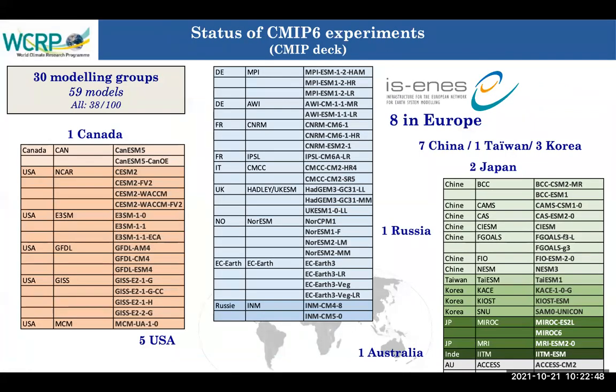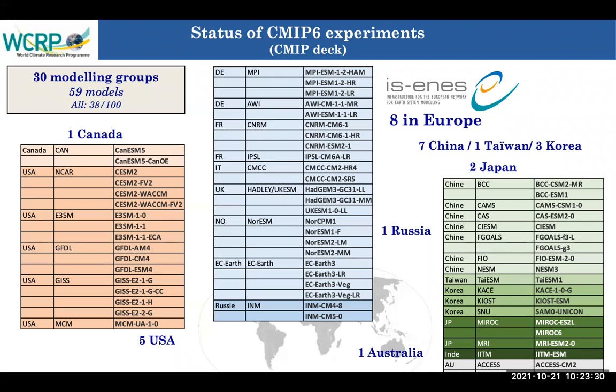Typically, for the CMIP6 core experiments, we have about 30 modeling groups worldwide, with 8 in Europe. And the European project IS-ENES that I coordinate, the infrastructure for the European Network for Earth System Modeling, coordinates the contribution to the international database with those different European models. And you have 1 in Russia, 1 in Canada, 5 in the US, 7 now in China. They have grown through time. 1 in Taiwan, 3 in Korea, 2 in Japan, 1 in Australia. So you clearly see that it is really worldwide.